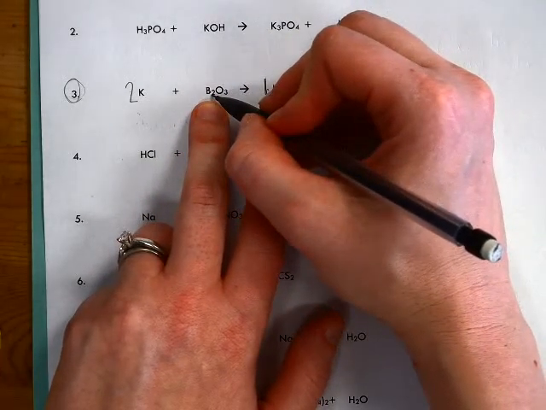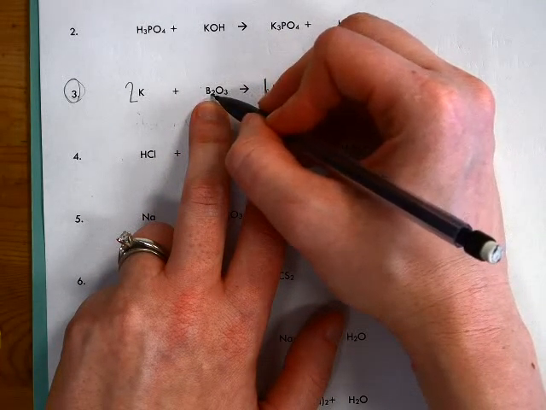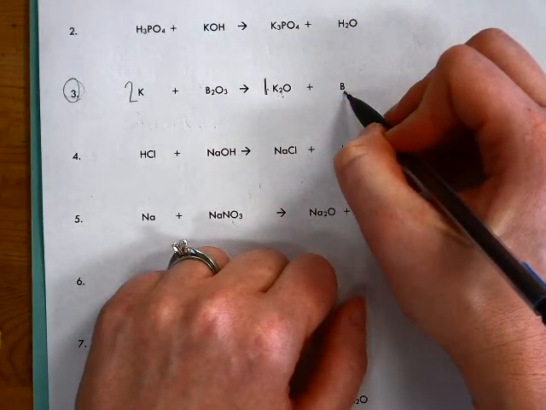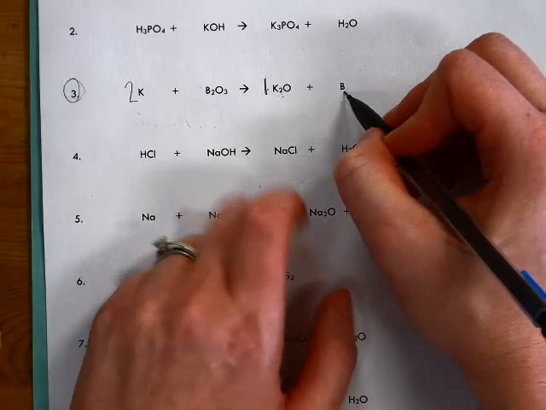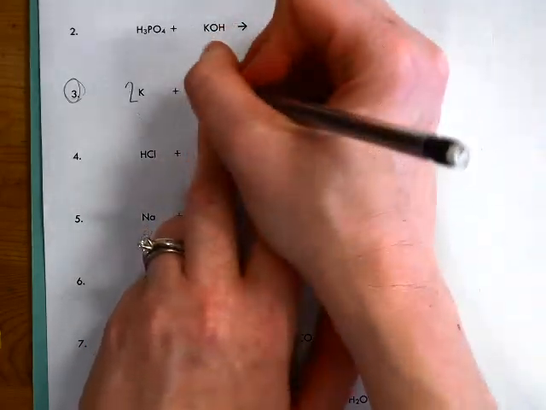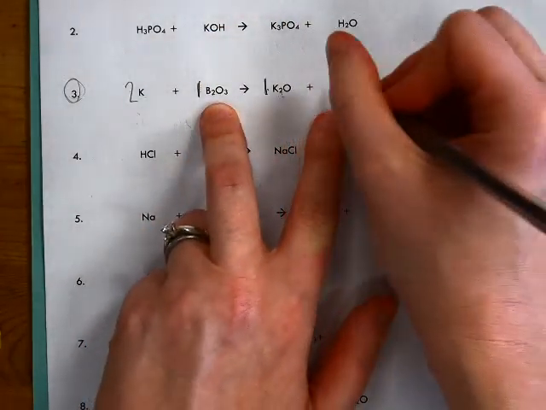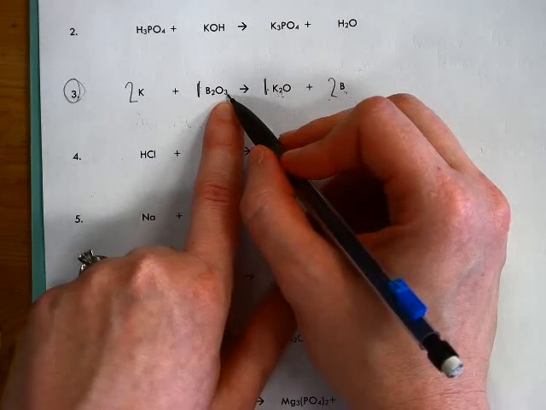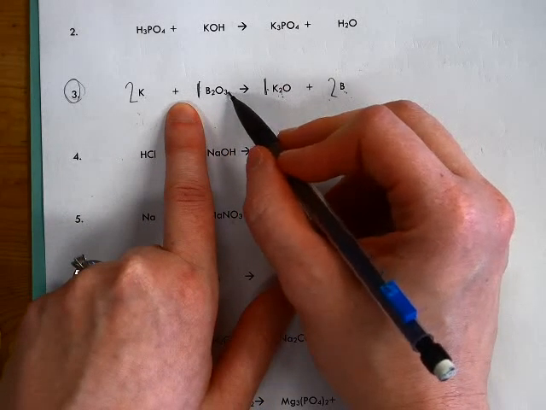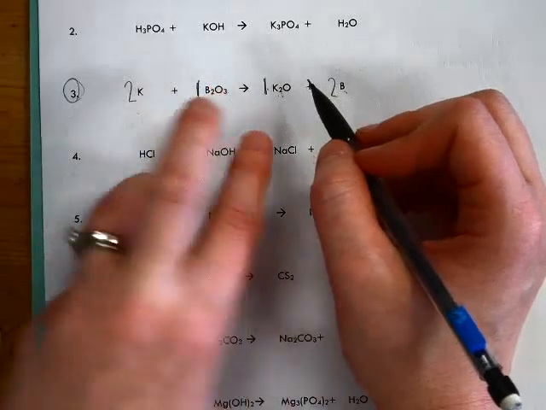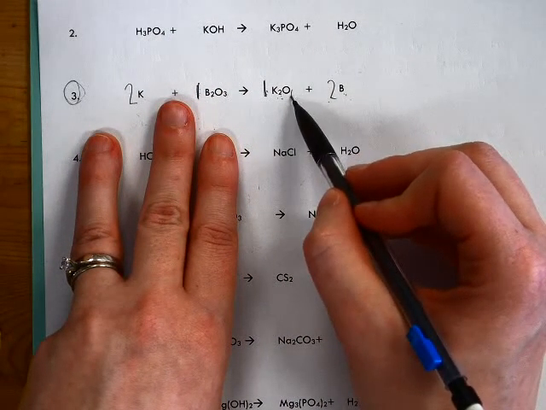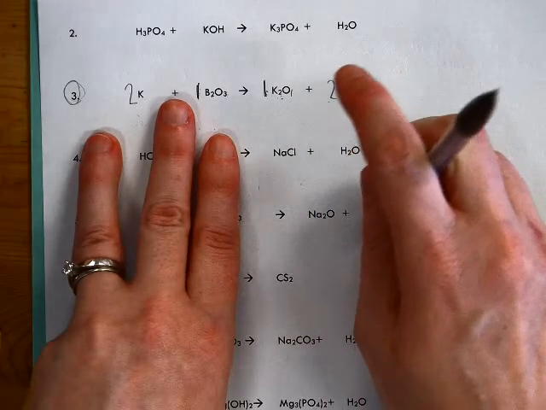I have borons. I have 1 times 2 borons on this side, no parentheses, and only 1 on this side. So 1 times 2 is 2. 2 times 1 is 2, and my borons are balanced. Now, if I look here, I have 1 times 3 is 3 oxygens, so I have 3 oxygens on this side. On this side, I have 1 times 1. I only have 1. Ooh.